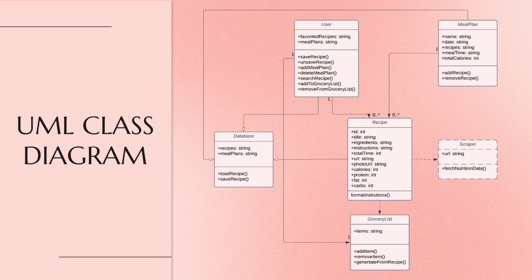And our database actually holds those recipes and meal plans, and you can load recipe or save recipe based on that. The meal plan includes its name, date, recipes, mealtime, and total calories. And then for the meal plan methods, you can add recipe and remove recipe. The grocery list, lastly, is an items, which is a string. And then you can add an item, remove item, or generate from recipe, which is what we were discussing earlier.